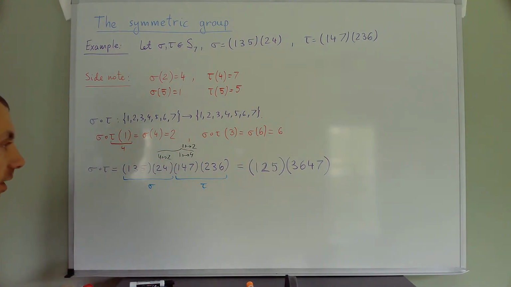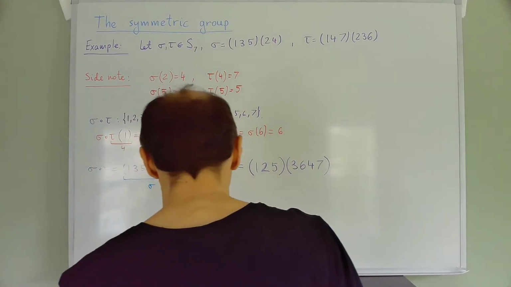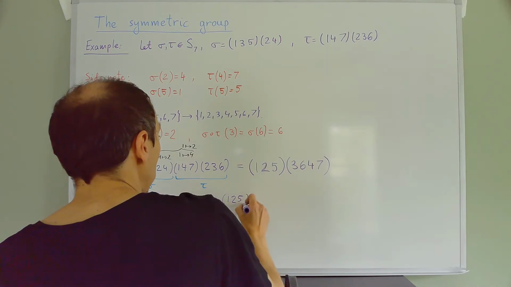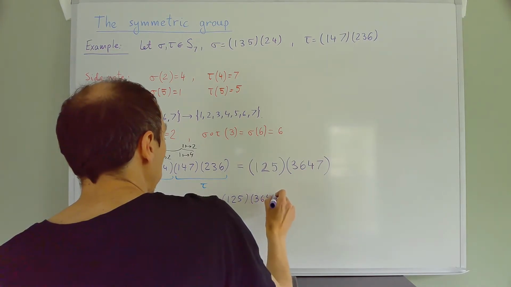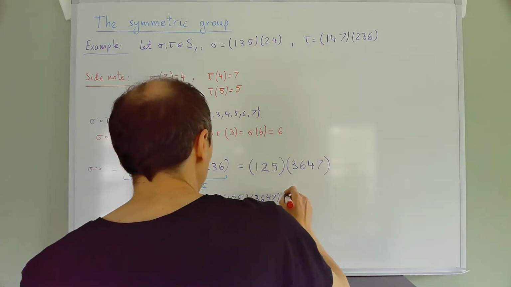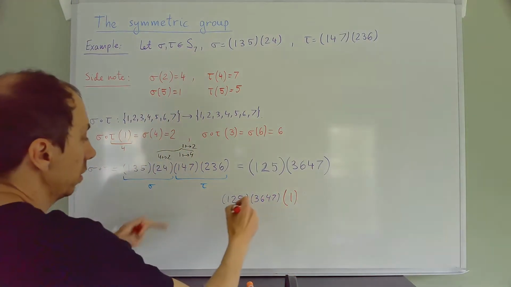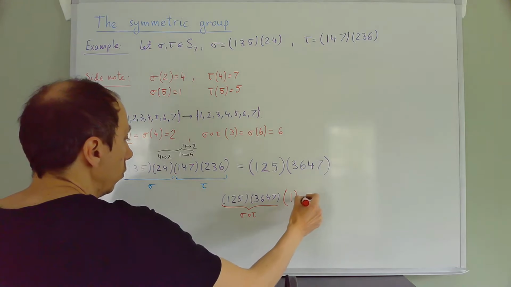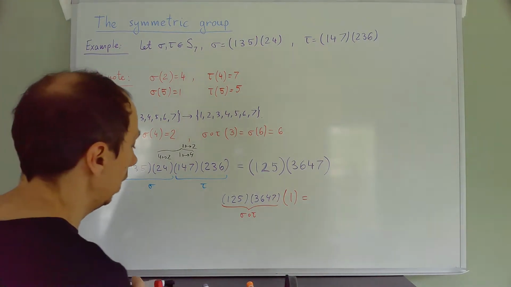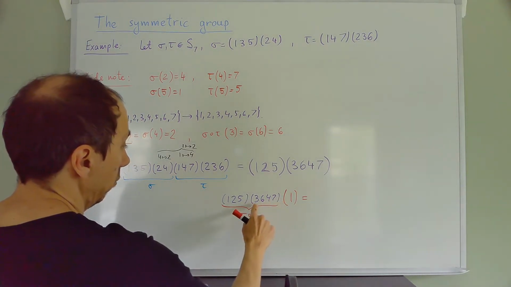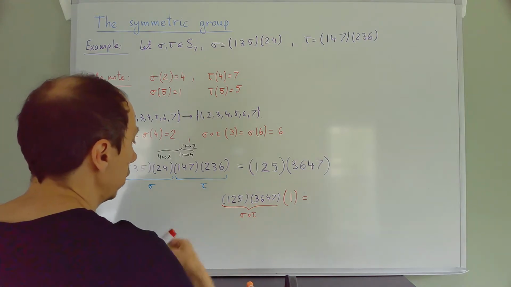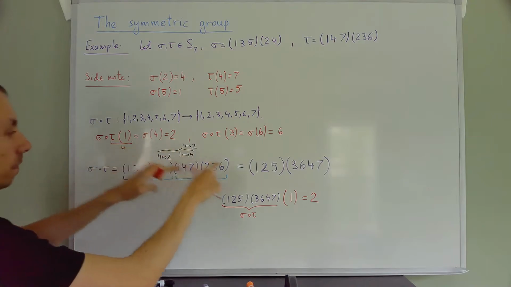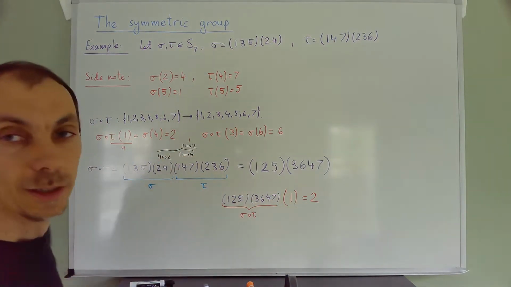Let's check that we actually get these two results, right? So if I apply this thing here to 1, so 1, 2, 5, 3, 6, 4, 7. If I apply this function, this is a function, right? This is sigma composed with tau. To 1, what do I get? 1 is not moved here. 1 goes to 2, so it's 2. Ta-da! All right, the same thing.